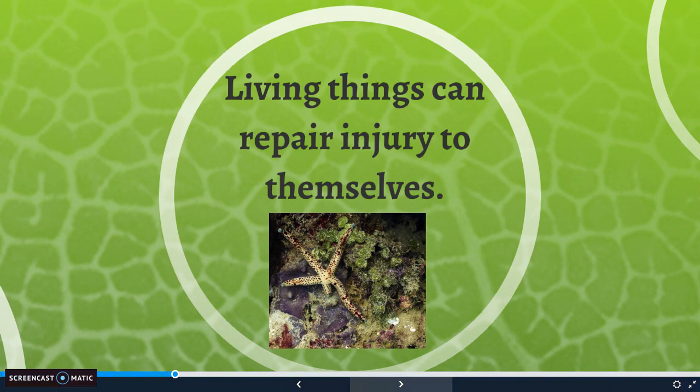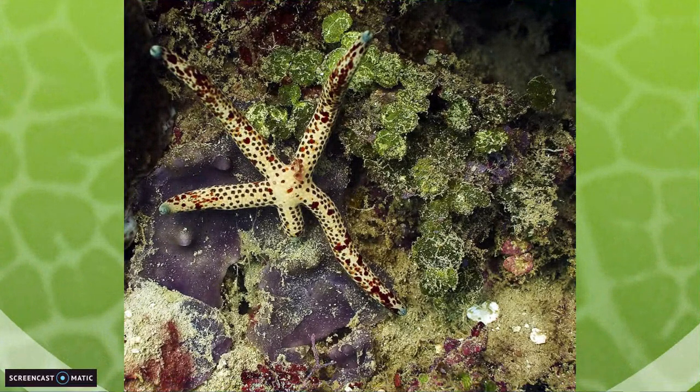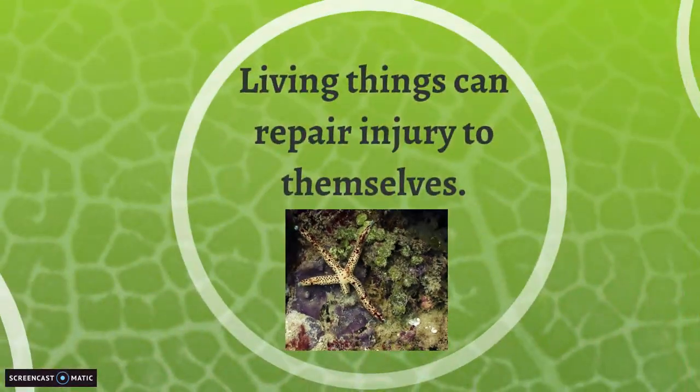Living things can repair injury to themselves. I think this one is really cool because our bodies are constantly repairing. If you have a paper cut or a bloody nose, those aren't going to last forever. Your body is going to repair the injury. If the sea star in the picture, or the starfish, lost a limb or a leg, it's actually going to be able to grow that leg or limb back. And I know that we've talked about some students having lizards, and lizards can usually grow their tails back.